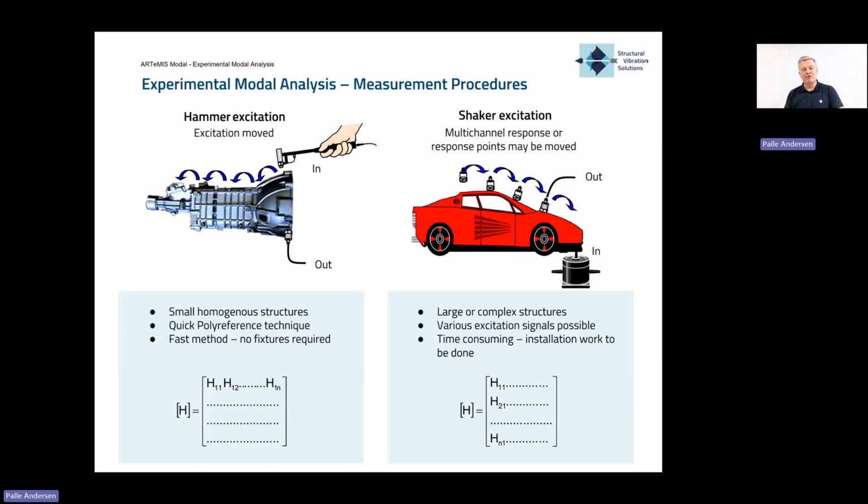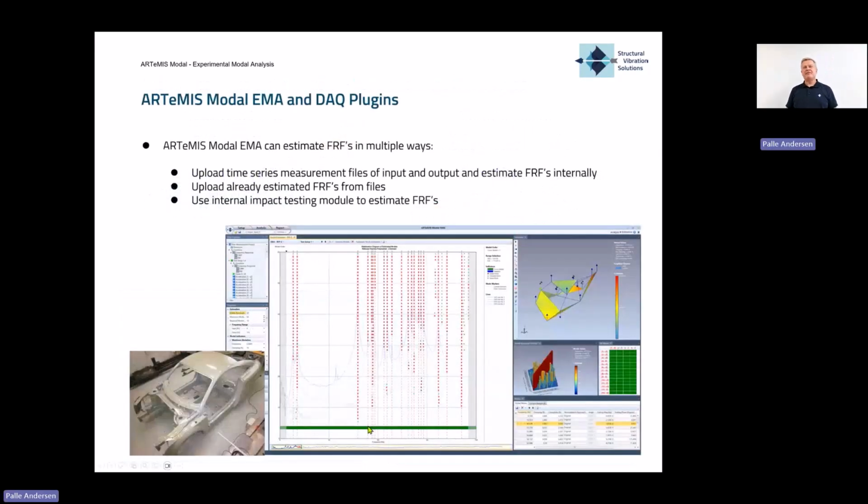So you can see you will not get the full matrix normally in either of these two ways of testing. But it turns out you don't really need that. You can actually live with much less information, which is what we normally will do. Today I will try to show you how we do this in ARTeMIS, the impact testing here with an impact hammer. There are three different ways we can get FRFs into ARTeMIS. And I will try to show you now a little quickly perhaps two of them, and then go into more details with the impact testing.